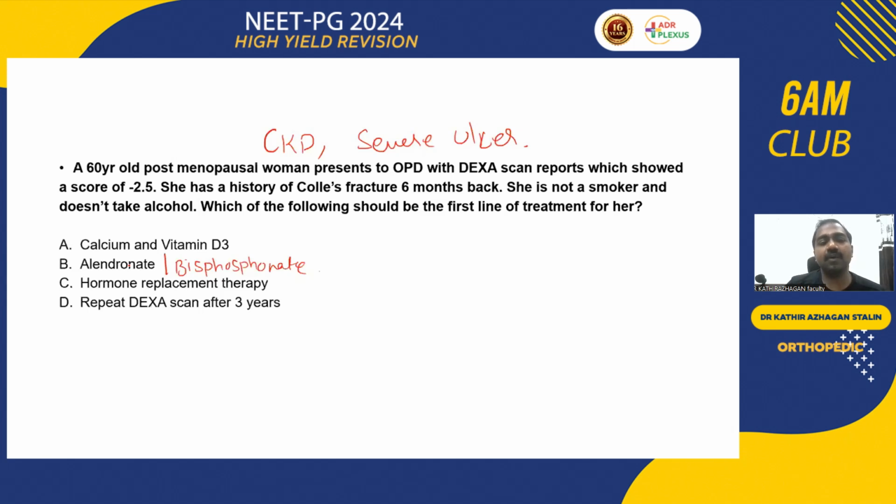A 60-year-old dialysis patient presented to OPD with a DEXA scan report of, see, they will not even mention CKD, they will just say dialysis patient. Okay, and literally rest of the question would beg you to answer bisphosphonate. Okay, don't go for that. In that case, the answer would be teriparatide.